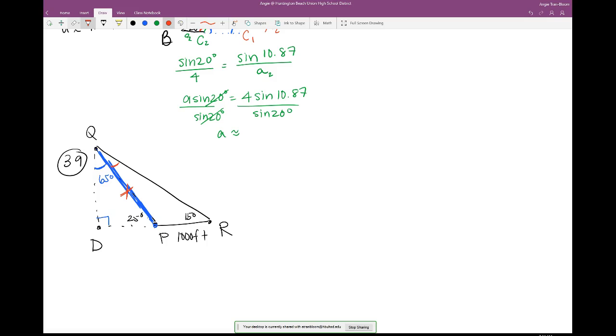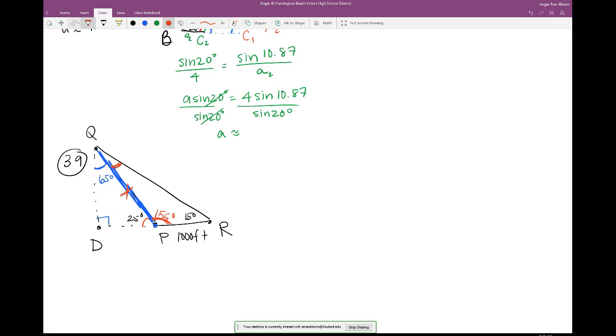Another question. If this is 25, can I find this? Yeah. What do you do? It's 180 minus 25, right? So what would that be? A straight line's always 180. So 180 minus 25. So what is that big obtuse angle right there? 155. Great.